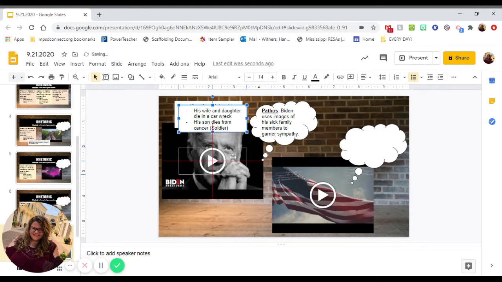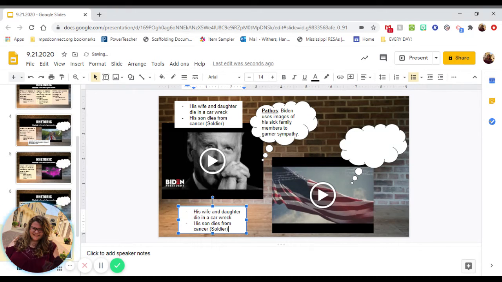That's just, it gives more emotion. It also gives a little more credibility to that person. It's not just the vice president's son. It's also an American soldier has died. So that's something to look at, definitely.